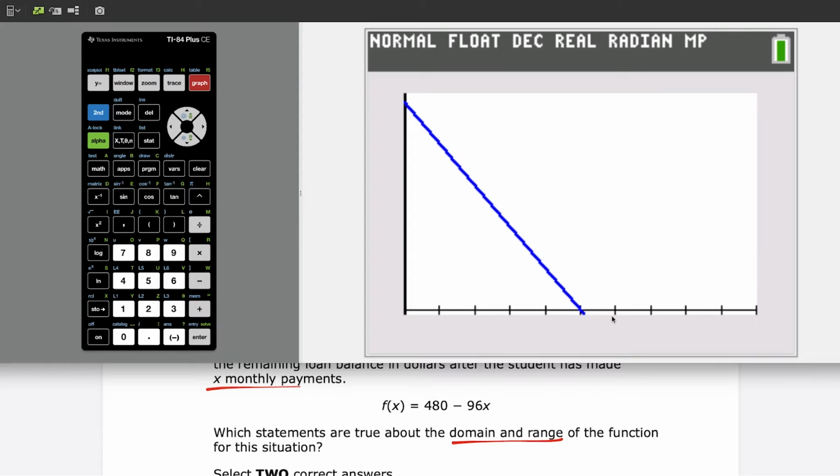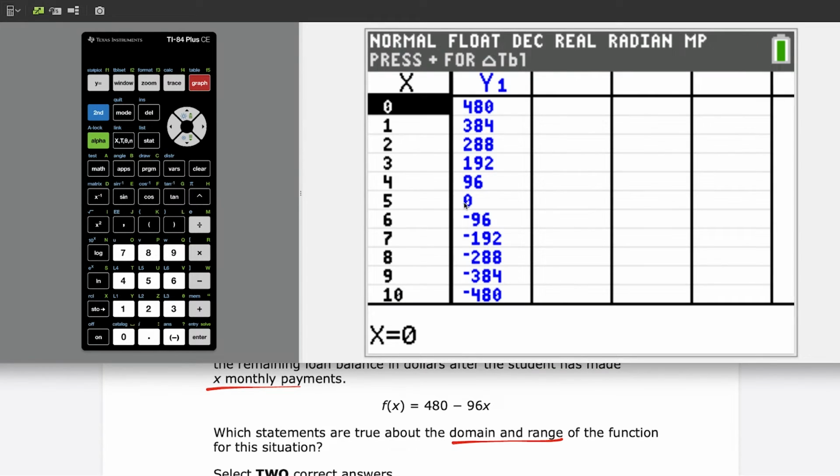And then I look here and notice that the line hits the x-axis at x equals 5. So that's going to be a significant value here. If I go to the table and press second graph, notice at 5, the y value is equal to 0. So that's going to be important when we're choosing our correct answer.